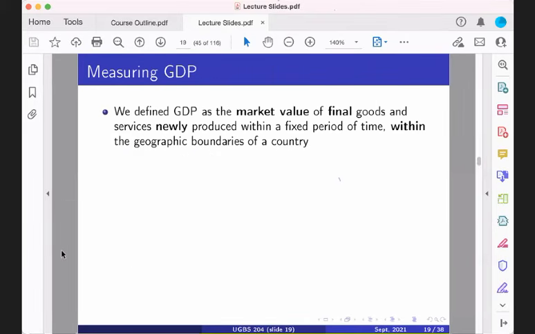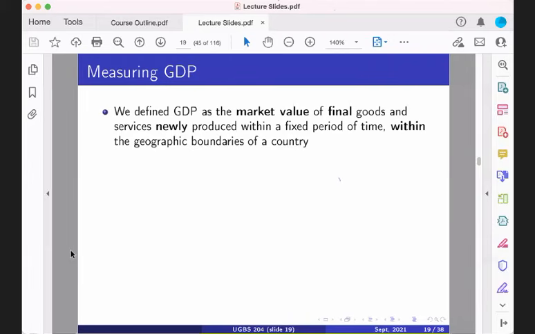As I said earlier on, GDP, we are looking at the market value of final goods and services newly produced within a fixed period of time and within the geographical boundaries of a country. Newly produced within a fixed period of time and within geographical boundaries of a country.